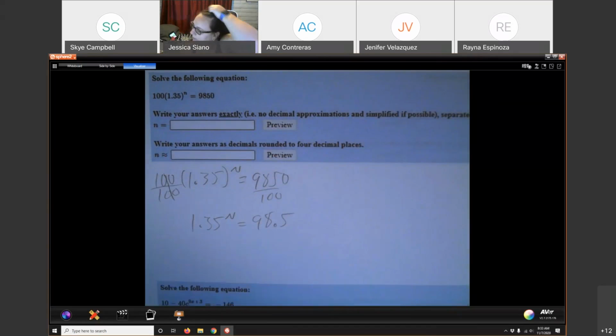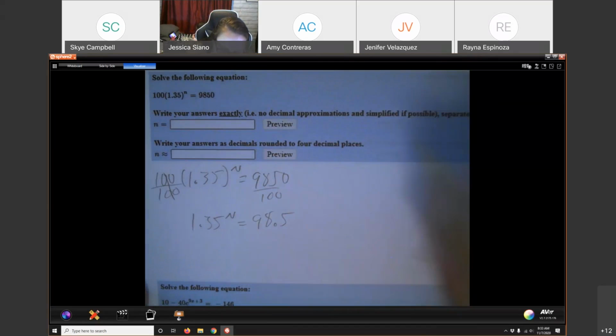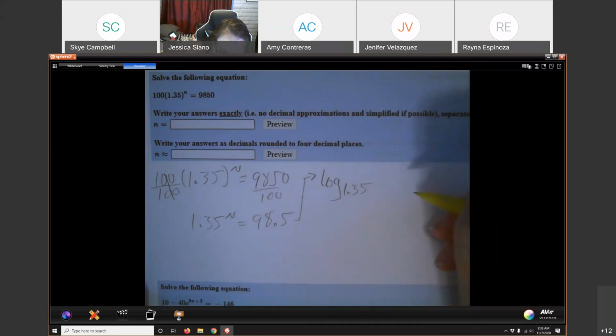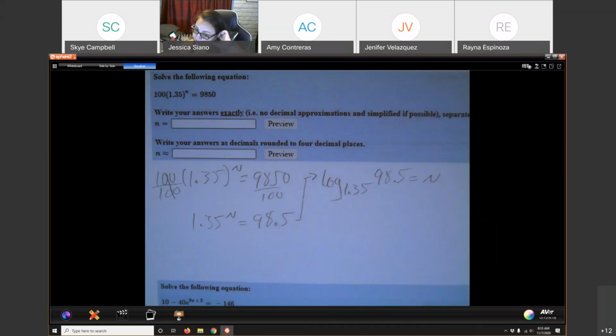And now if we remember back to last week when we were converting between exponentials and logs, this would become log with base 1.35 of 98.5 equals n.